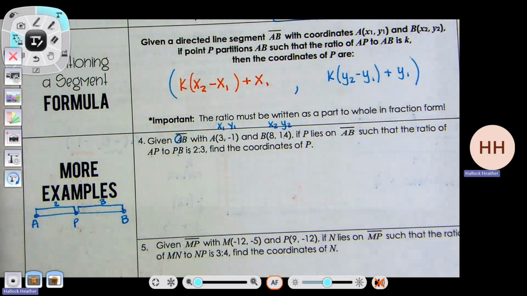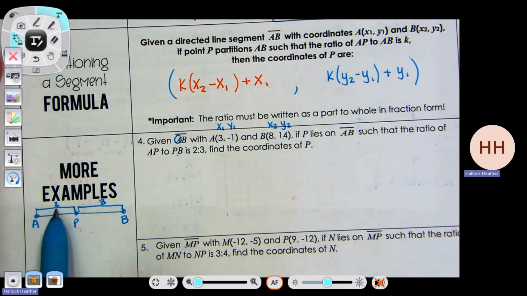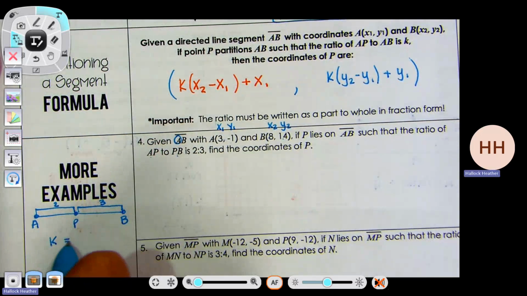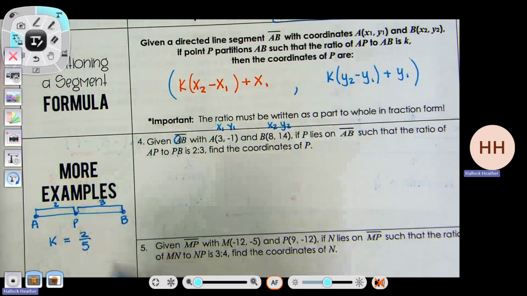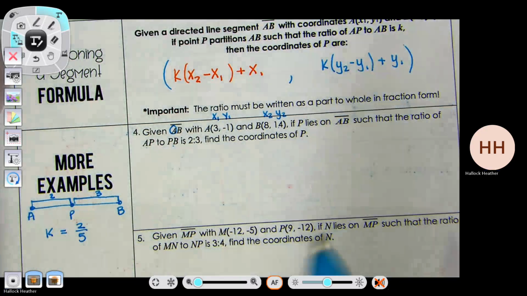I need to change it from part to whole. This is a 3, that's a 2, that will be 5. So my k is 2/5, because every single time I need to change it from part to whole. There's 5 total pieces. The first number is always going to be the same. 2 is the same.